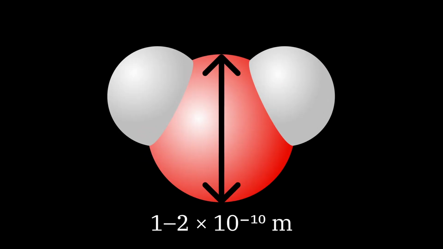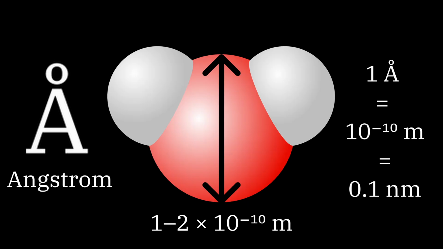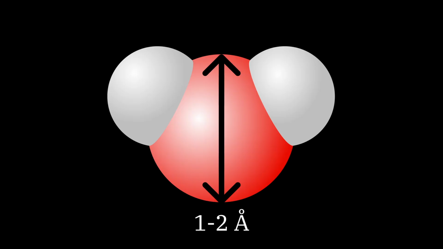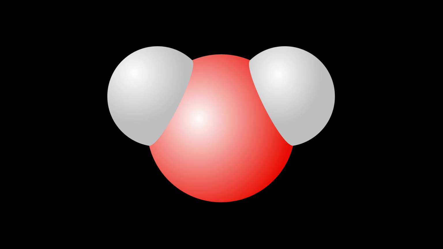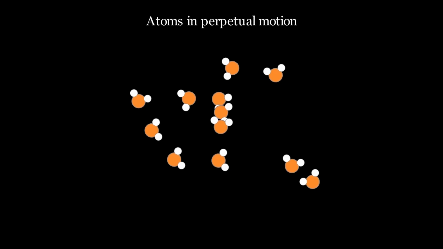Atoms have a radius of 1 or 2 times 10 to the negative 10 meters. To simplify measuring atoms, physicists use a unit of length called an angstrom, named after Anders Angstrom, which is 0.1 nanometers. So atoms have a radius of 1 or 2 angstroms. If you line atoms one by one, it would take you 1 million atoms just to recreate a strand of hair. So we know atoms are tiny, and we know they're constantly moving and pulling on each other.